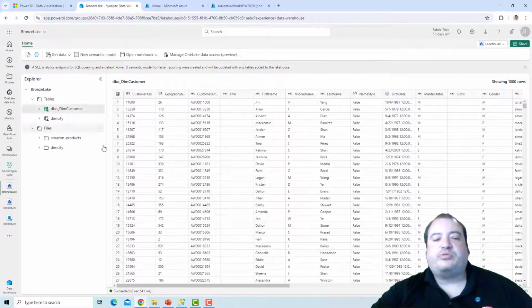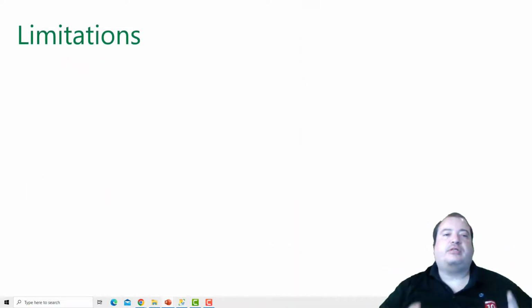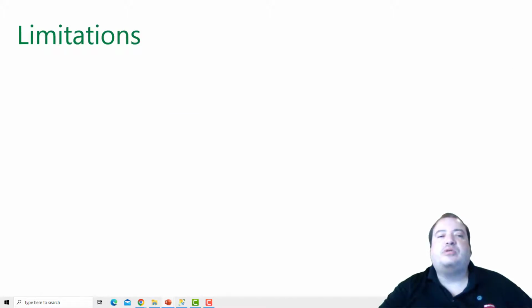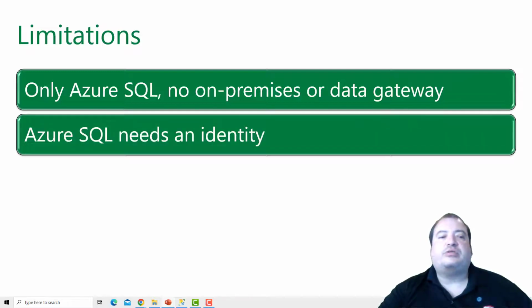Let's get back to our PowerPoint. Some limitations in relation to the mirroring. What can prevent us from successfully mirroring a database? It's only for Azure SQL and the other two we saw, Snowflake and CosmosDB. We can't mirror from on-premise environments, SQL Server on-premise environments, and we can't use the data gateway, only for Azure SQL. Azure SQL needs an identity.